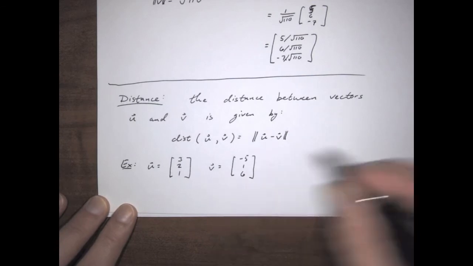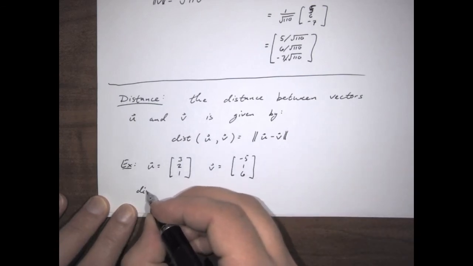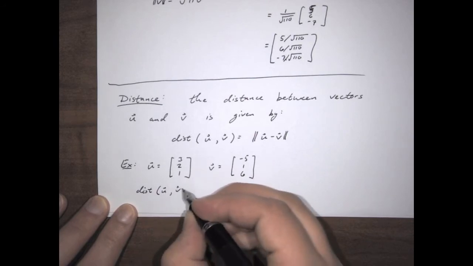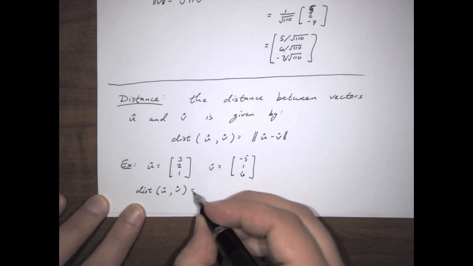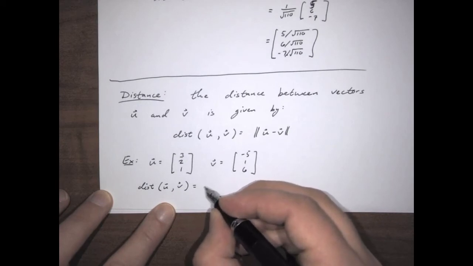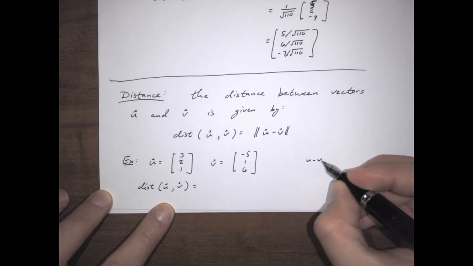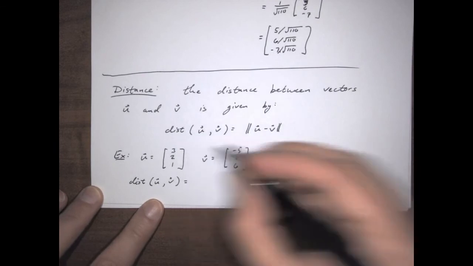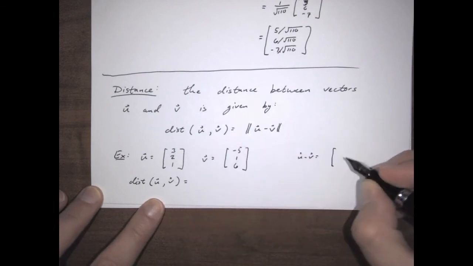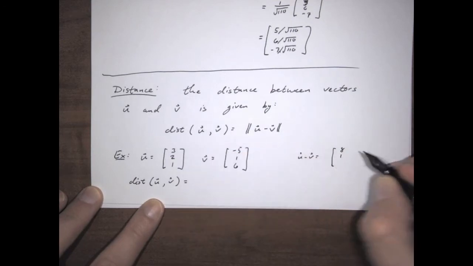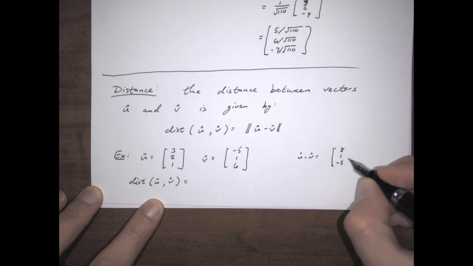Alright, well then, what we want here is the distance between u and v, which is equal to... well, let's first figure out u minus v. That'll be the easiest way to go about this. So we are going to need to subtract u minus v entry by entry. So that's going to be 3 minus -5 is 8. 2 minus 1 is 1. 1 minus 6 is -5.